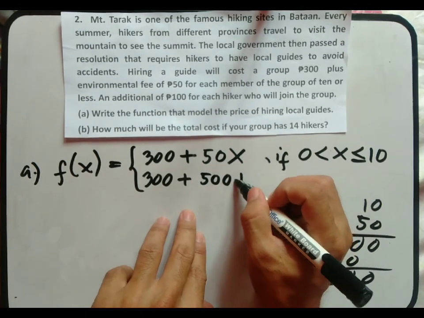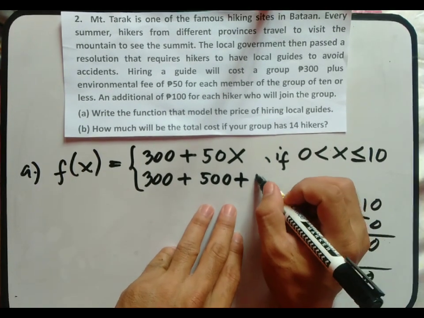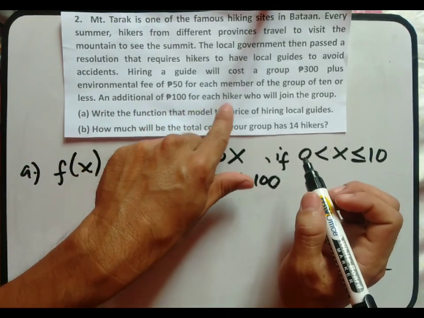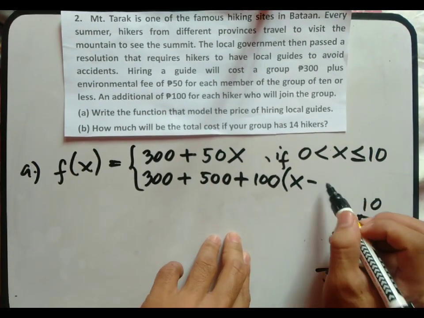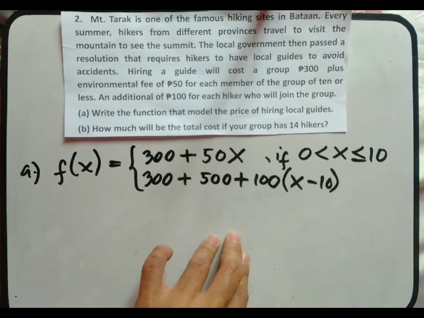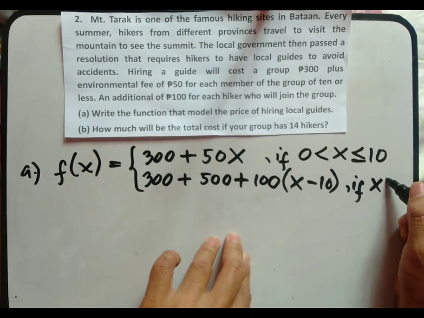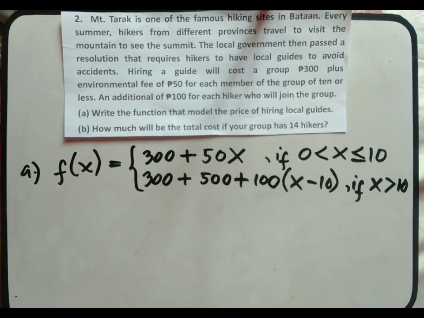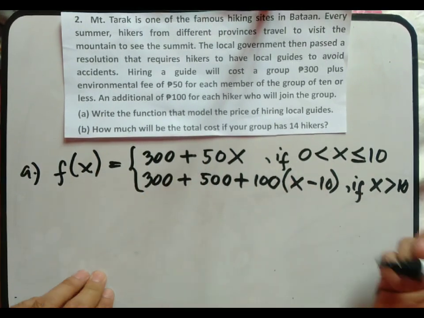And then, kapag sumobra kayo sa 10, mag-a-add yung nag-join sa inyo ng tig-100 pesos. An additional of 100 pesos for each hiker. Then, 100 times x minus 10. That is if x is greater than 10. Kapag sumobra kayo sa 10 members. Okay, so ito yung ating price function.